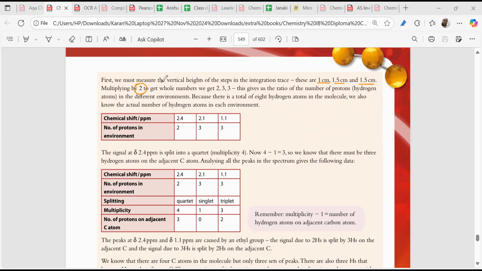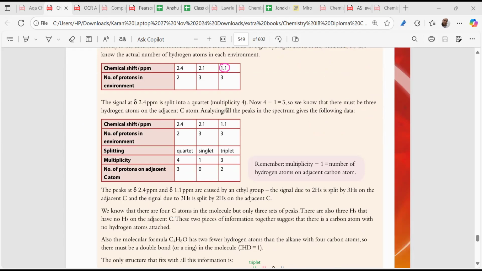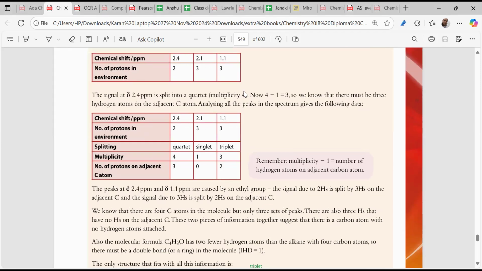What are we getting over here? We are getting the chemical shift 1.1 and we are getting a triplet also. Isn't it clear to you? 2.1 singlet. Is it clear? So this will be the particular data we'll be getting, right? Now can we see that if you're getting a quartet, right?